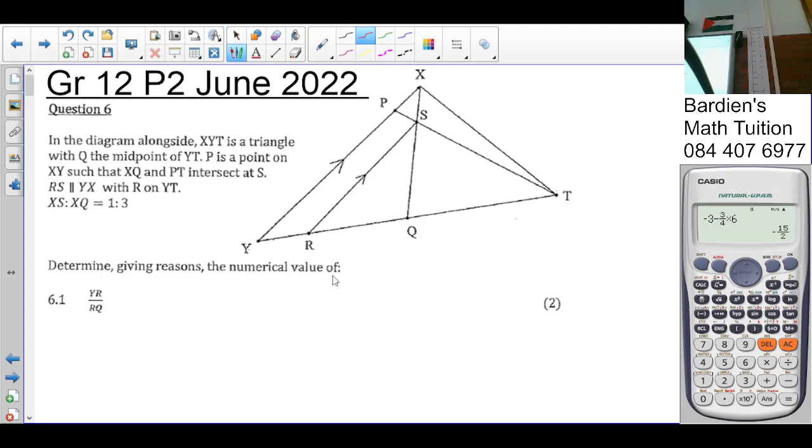So then that means to say that that is equal to that there. Q is the midpoint of YT, yes. P is the point on XY such that Q, X and P intersect at S. Then we are told that RS is parallel to XY, with R on YT. Then we are told that XS over XQ is equal to 1 over 3.